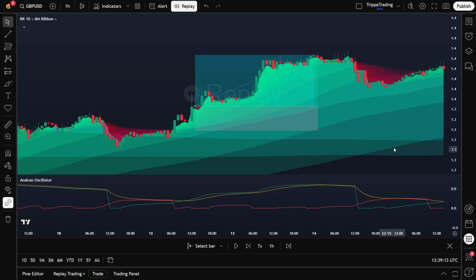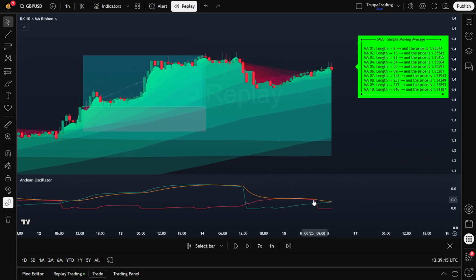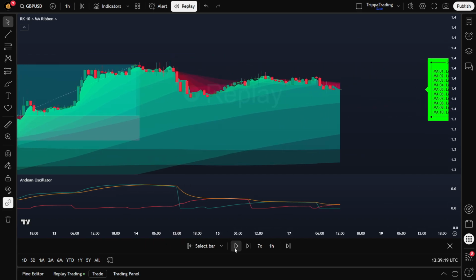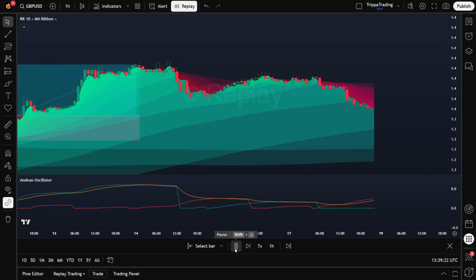If you notice the orange line in the oscillator is staying above everything, that's your warning the market is flat. Don't try to force trades in that environment. Step aside, save your capital, and wait for a real trend.